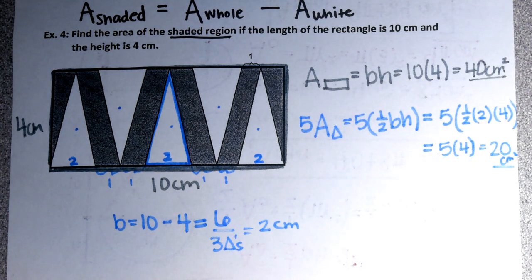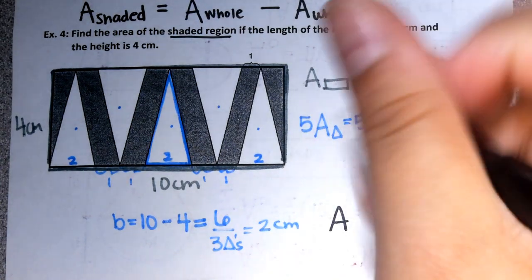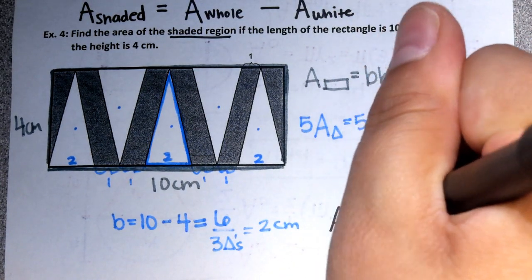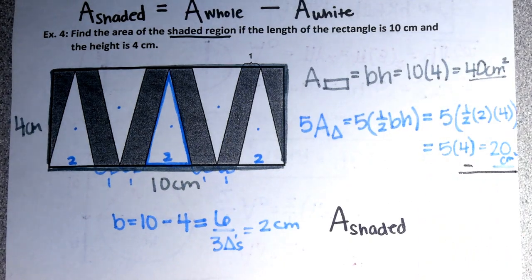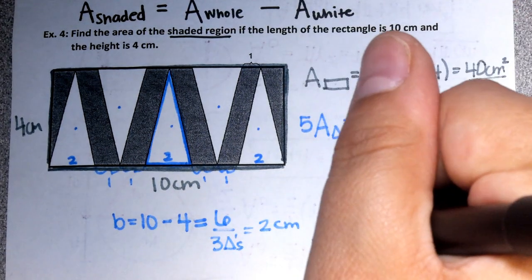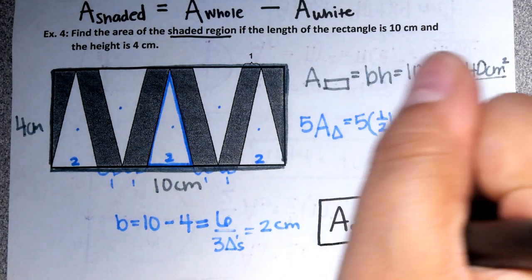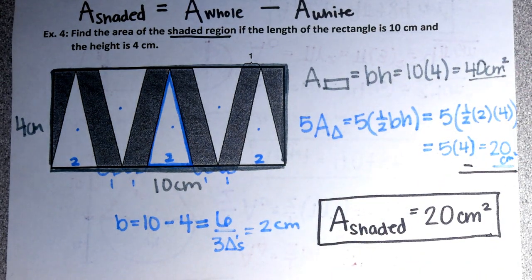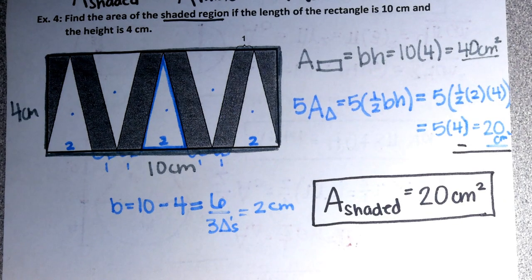It's area of the whole minus the white. So to find the area of the shaded, subtract them, and what do you get? 20 centimeters squared. Does that make sense? No. The squared only goes with the units. Questions?